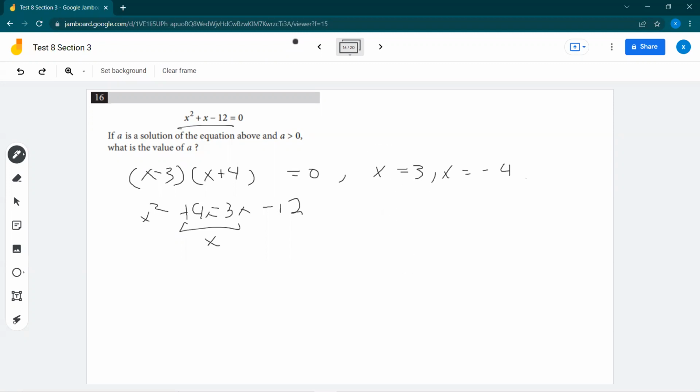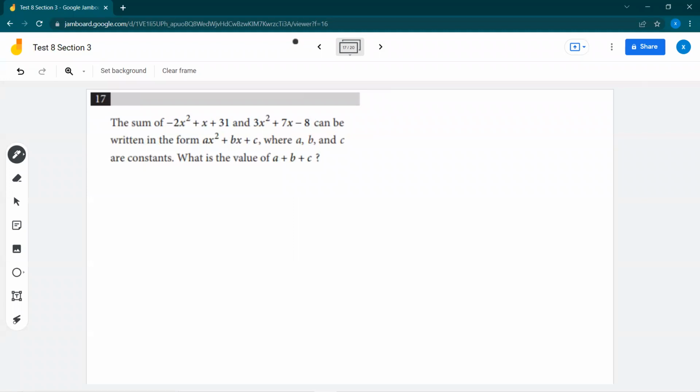Solution is going to just be x equals 3. So the solution is 3, because that's the positive one. We can add these and then we'll get another one, ax squared plus bx plus c. And we want to find the value of a plus b plus c. So the first thing we can do is add them.